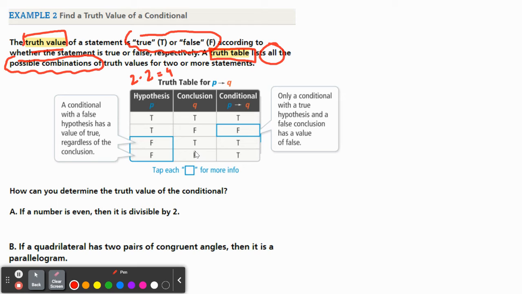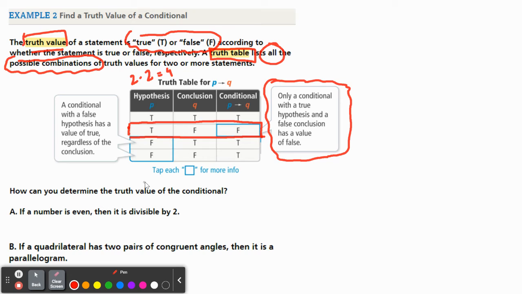All right. So now in this truth table, the only time a conditional is going to be false is if it has a true hypothesis and a false conclusion. This is the only kind of different one in the bunch. Because if you tell me the hypothesis is true, but the conditional turns out to be not true, then that conditional is not going to be true. It's almost like you set me up for failure. All right. So be aware of this.